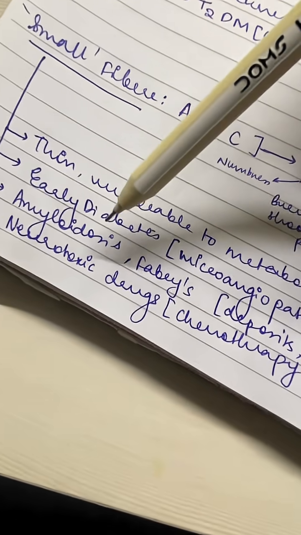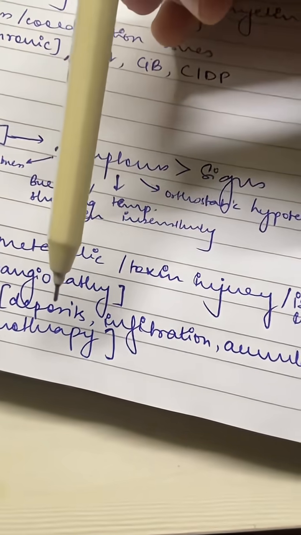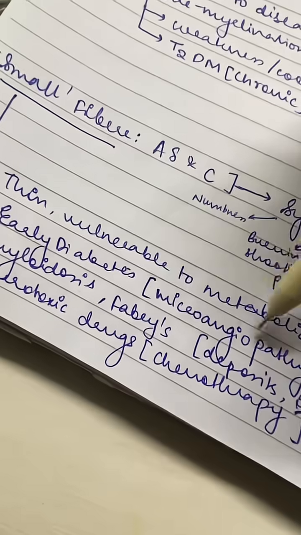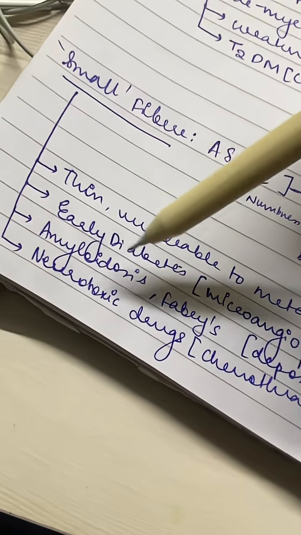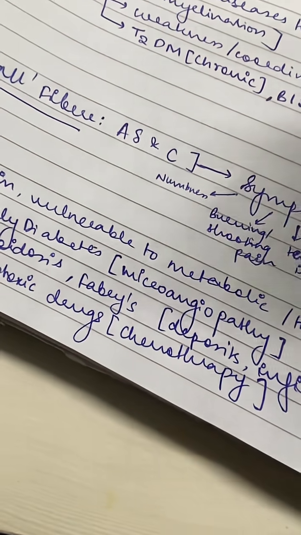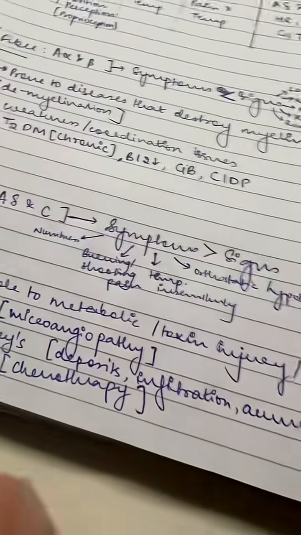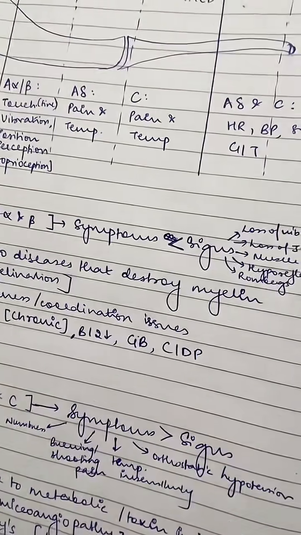Then you have diseases like amyloidosis, Fabry's. So all of these essentially cause deposits or infiltration or accumulation within the nerves that are more vulnerable to this sort of injury. And finally, neurotoxic drugs as well. So, you know, a bunch of these chemotherapy drugs like vincristine, etc. This is the concept of large and small fiber neuropathy, and that's all I had to explain.